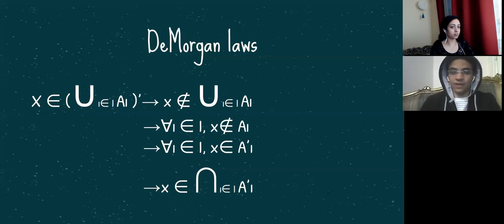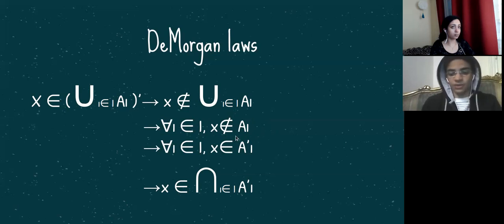Even in the case of A union B, if I know that x does not belong to A union B, then I know that x does not belong to A and x does not belong to B. It cannot belong to any of these, because if it belonged to any of them, then it would belong to the union. So the fact that x does not belong to the union implies that for all i belongs to I, x does not belong to A sub i. This just means that x does not belong to any of the classes that I have, because if it belongs to at least one, then it would belong to the union.